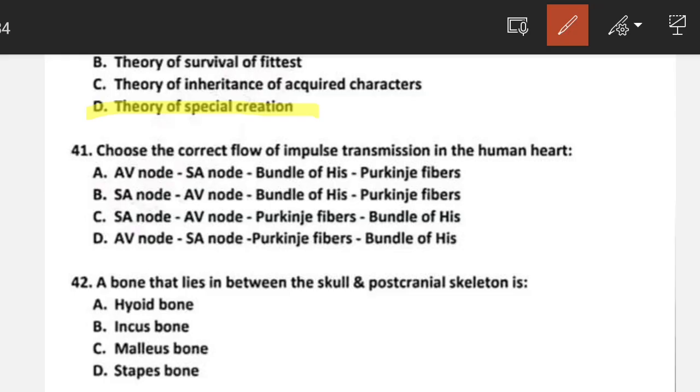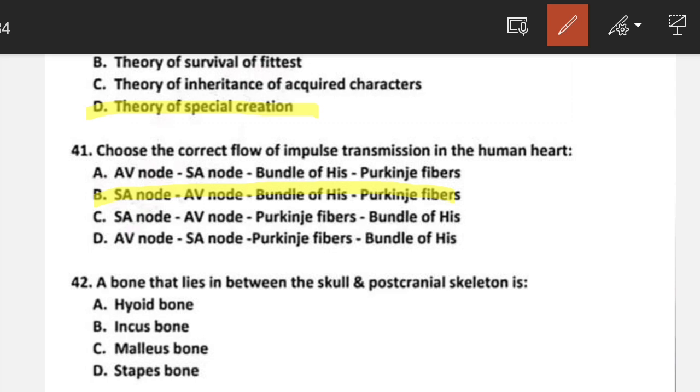Question number 41: choose the correct flow of impulse transmission in the heart. Option A is from AV node to SA node to bundle of His to Purkinje fibers. Option B is SA node to AV node to bundle of His to Purkinje fibers. The correct option is option B, because the SA node is also known as the pacemaker of the heart. The impulses start generating in the SA node, then move towards the AV node, and from the AV node to the bundle of His, and are distributed to the myogenic muscles of the heart through the Purkinje fibers. So the correct option is option B.